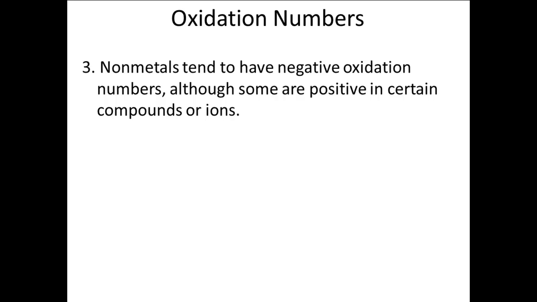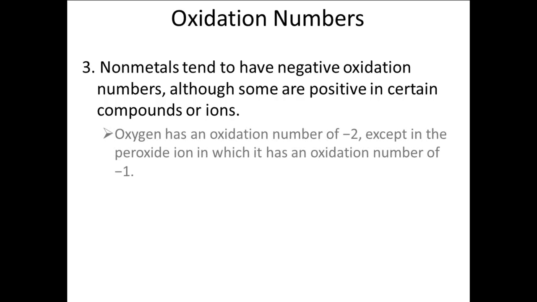Rule number 3. Nonmetals tend to have negative oxidation numbers, although some are positive in certain compounds or ions. In Rule 3, we begin to get the rules that help us determine the oxidation numbers of elements where things are not obvious. Remember this rule completely. In compounds, oxygen nearly always has an oxidation number of -2, except for the peroxide ion, O2 2-, which is worth remembering.